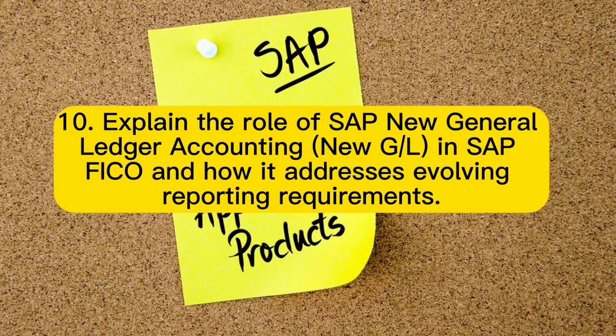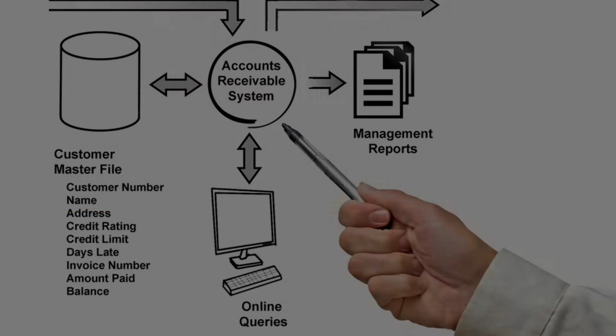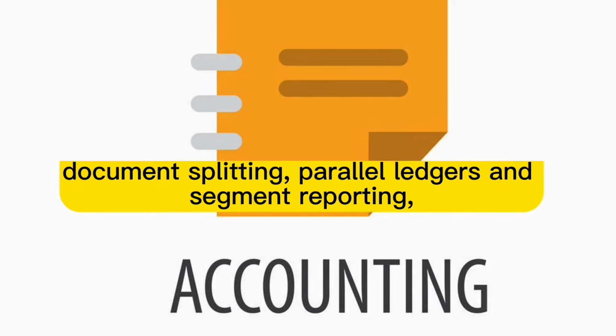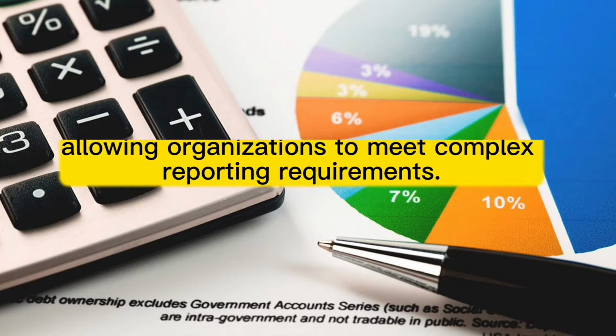10. Explain the role of SAP New General Ledger Accounting, New GL, in SAP FICO and how it addresses evolving reporting requirements. Answer: SAP New GL enhances reporting and parallel accounting capabilities in SAP FICO. It addresses evolving accounting standards by providing features like document splitting, parallel ledgers, and segment reporting, allowing organizations to meet complex reporting requirements.